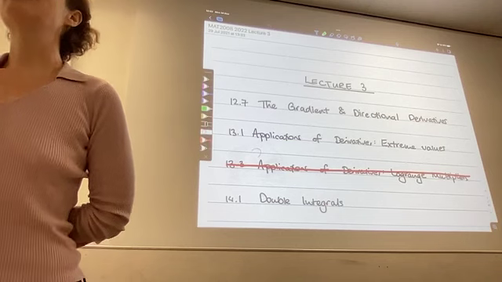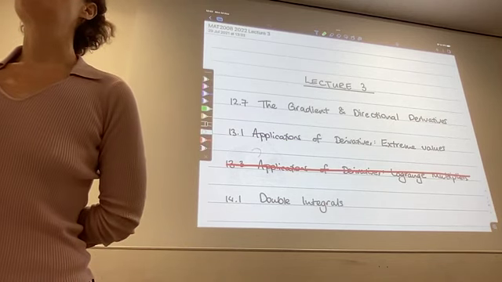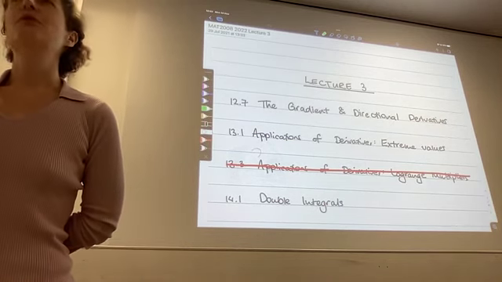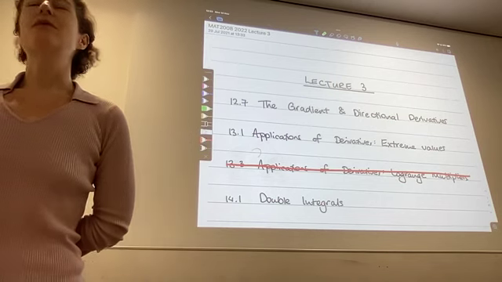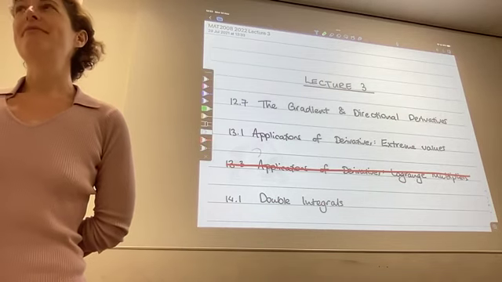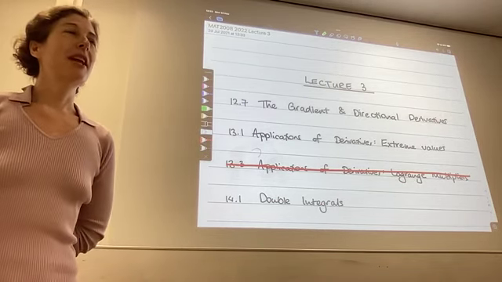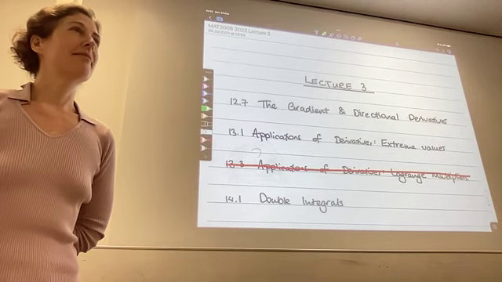Yes? Maybe one question. The A4 sheet of paper on one side or both sides? Both. Yeah. No. That's both sides. Yeah. A4, both sides. Okay.